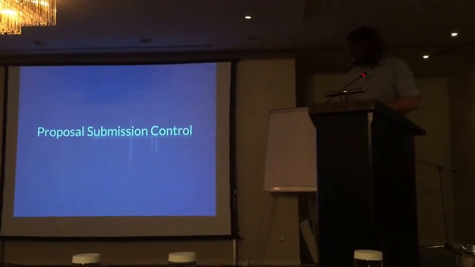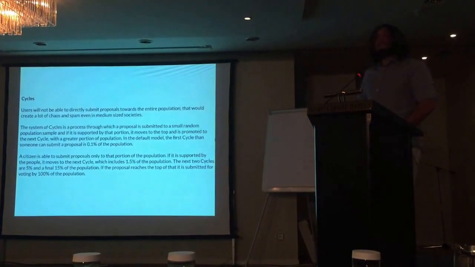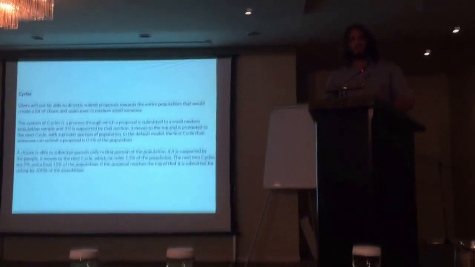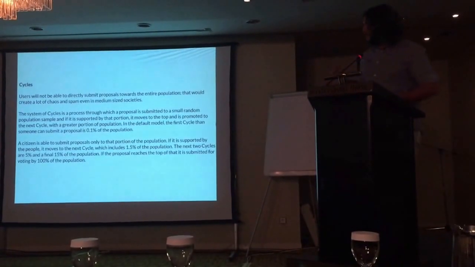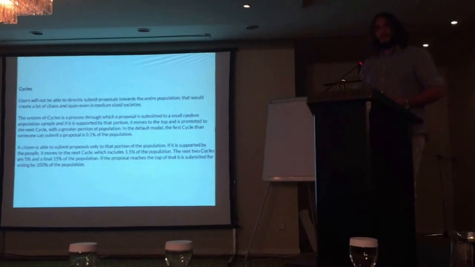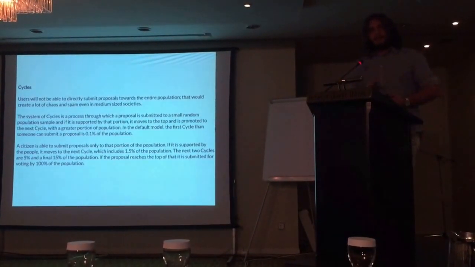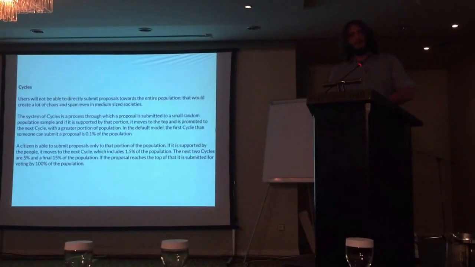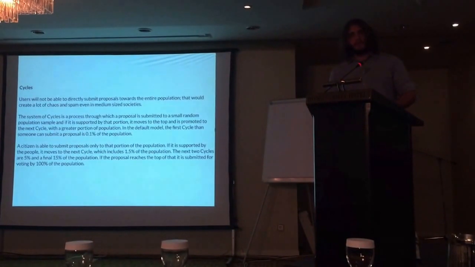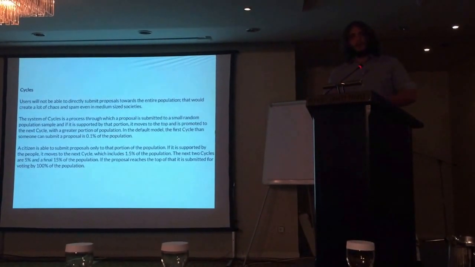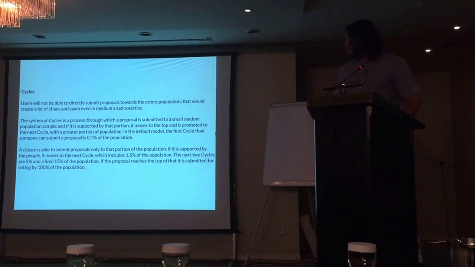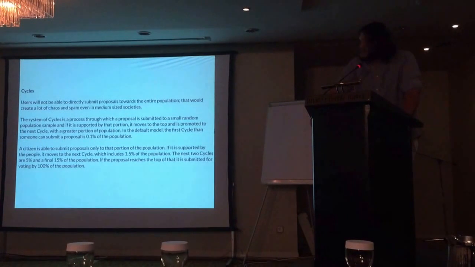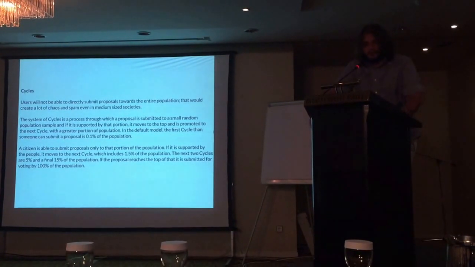In the first system, the system of cycles, users will not be able to propose directly to 100% of the population, but to a small fraction of it, for example 0.1%. If that population fraction accepts this proposal, it will move to a wider population percentage. And as it goes on, it will go through bigger cycles until it's widely accepted and it's put under a 100% of the population referendum.